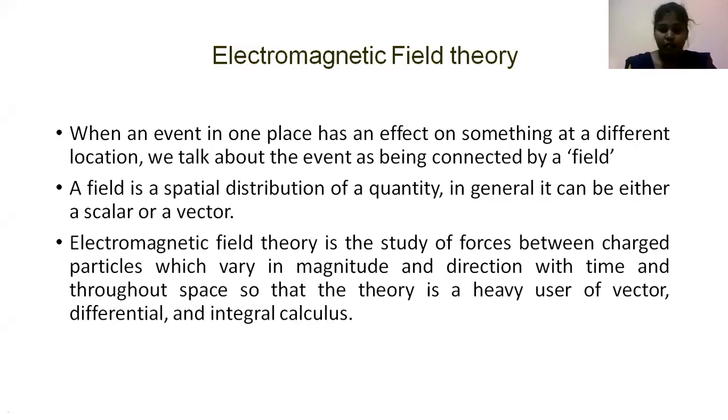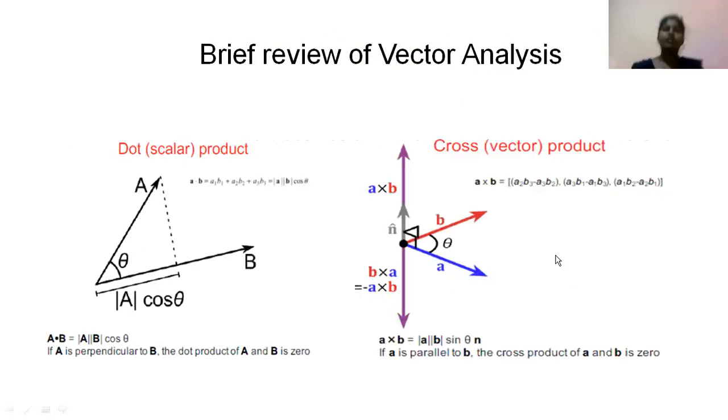We'll go to the next one. I'll just give a quick review of vector analysis, which is very basic. Vectors, the product of vectors: dot product and cross product. For the dot product of two vectors A and B having an angle theta between them, A dot B is mod A mod B cos theta.